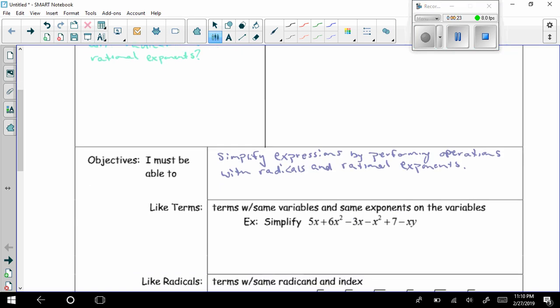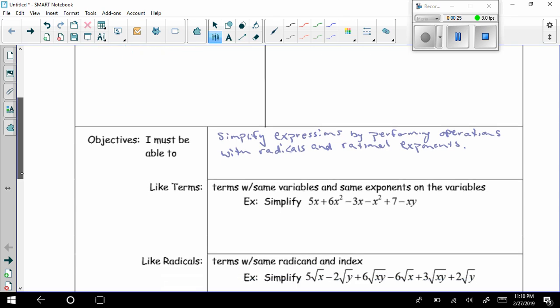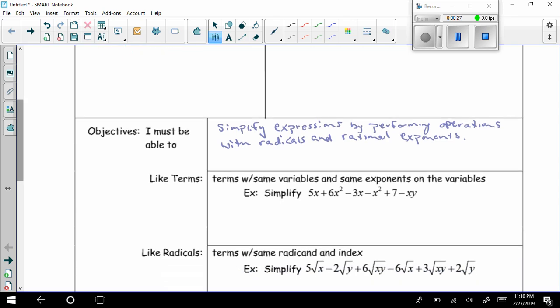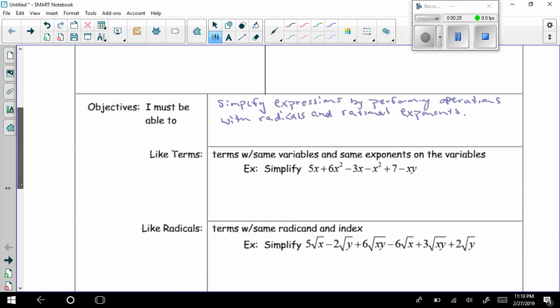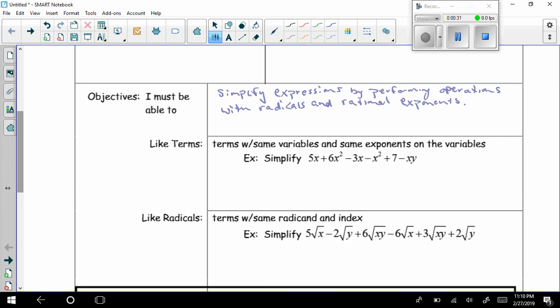Being able to simplify expressions by performing operations with radicals and rational exponents, using those rules of exponents, figuring out what like terms are, factoring things down, all of those are objectives for this unit.